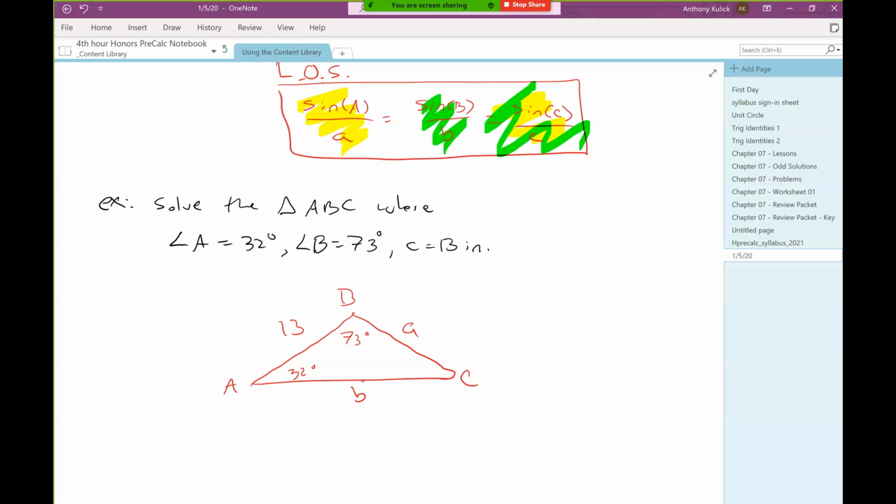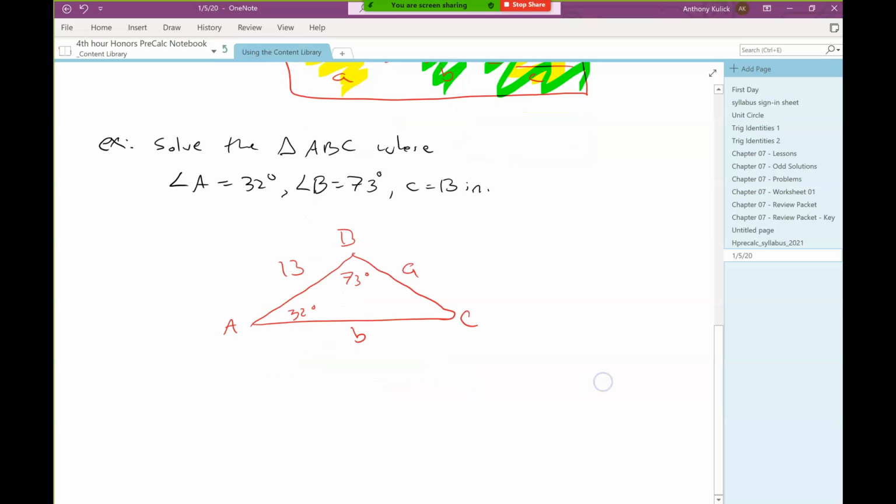Everybody feel okay with what I've done there? Nothing shocking? Now, right away, one piece of information is really easy to get. What is that? Angle C. Why is angle C so easy?